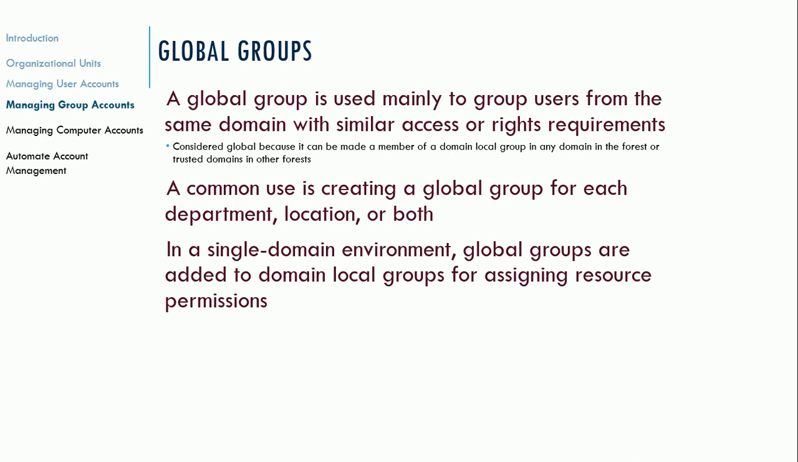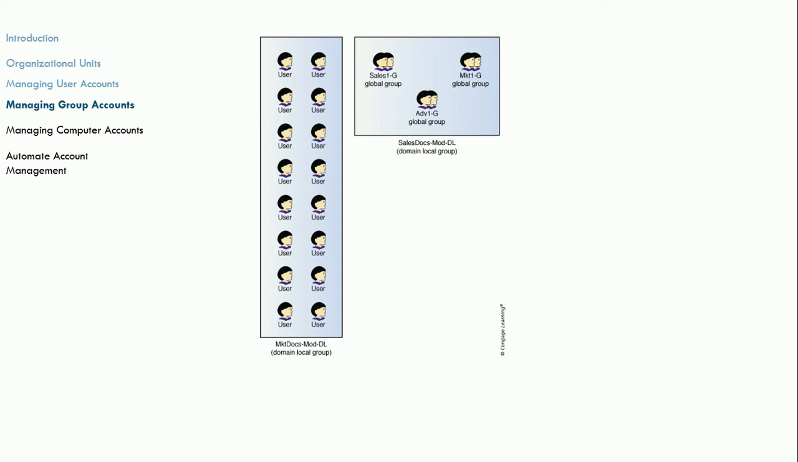So a global group is used mainly to group users from some domain with similar access or rights requirements. So if you have basically a group of users or accounts or computers that are going to have the same types of rights, then you would put them in the same global group. So a common use is creating a global group for each department, location, et cetera. And in a single domain environment, global groups are added to domain local groups for assigning resource permissions.